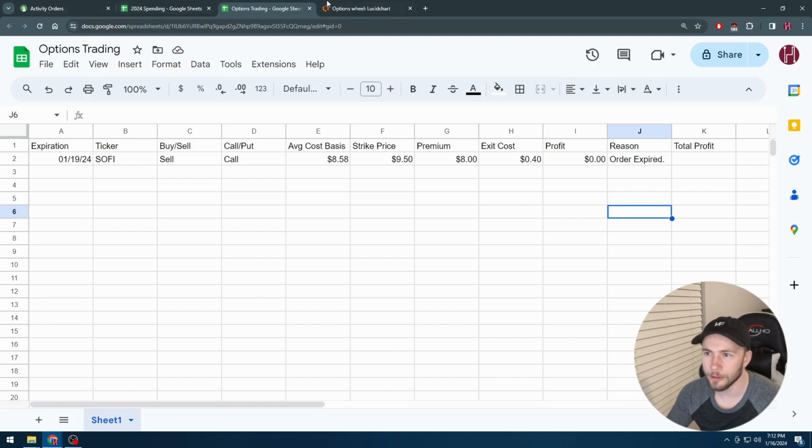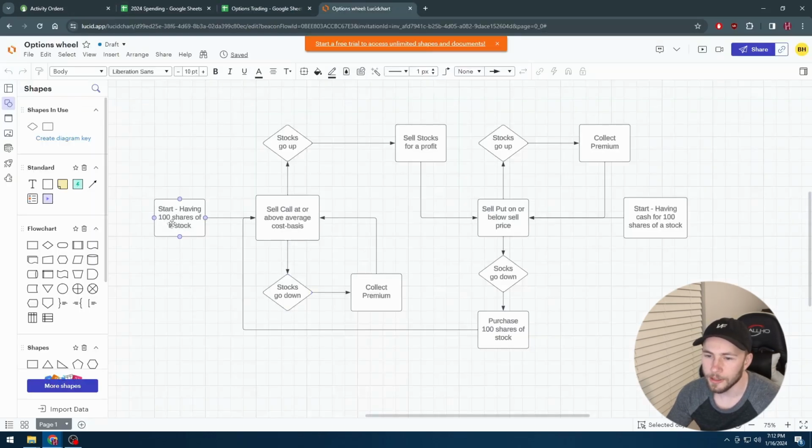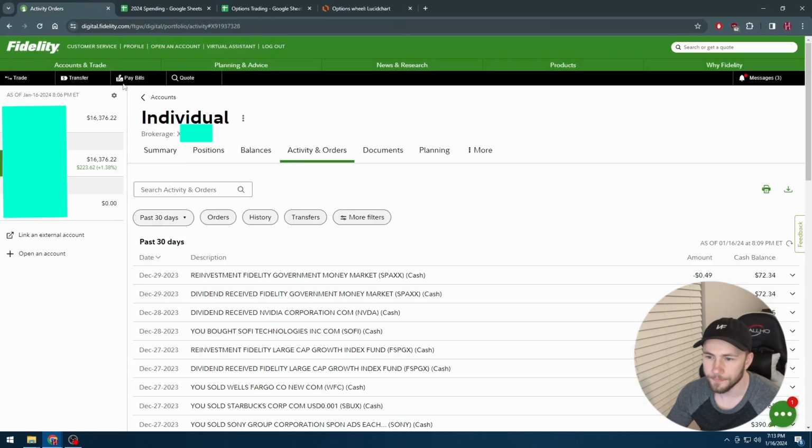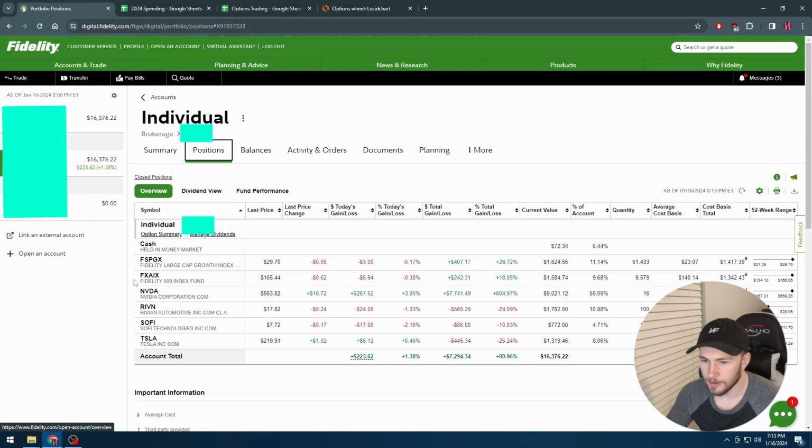So moving forward, looking at our wheel, we're going to start here again at the starting point of having 100 shares. This time we're going to be looking at Rivian, see if we have any luck there. So let's jump into our Fidelity account and set up that order to sell a call option for Rivian. Let's pull up our position so we know what our average cost basis is. It's going to be $23.47 for Rivian.